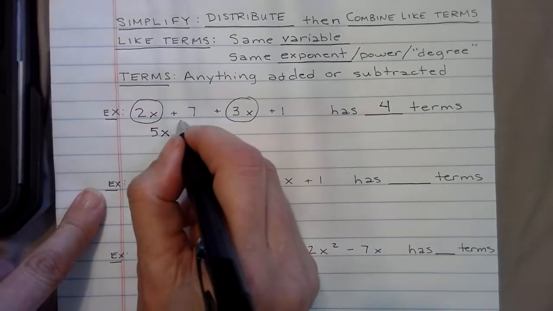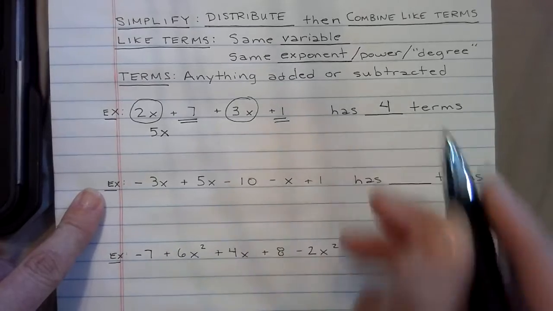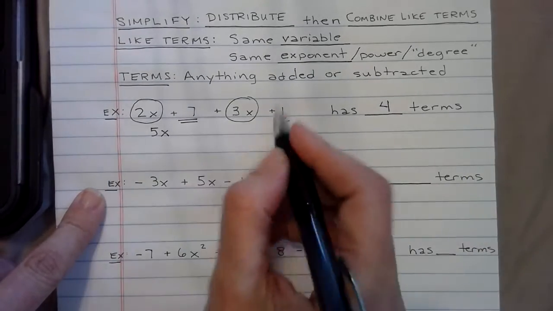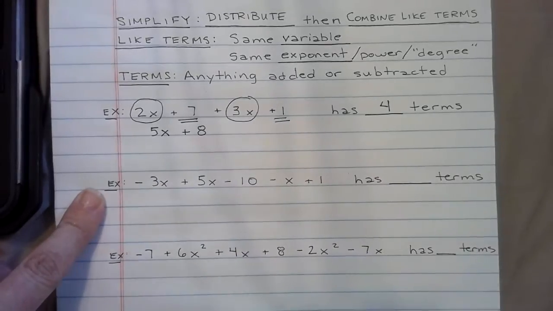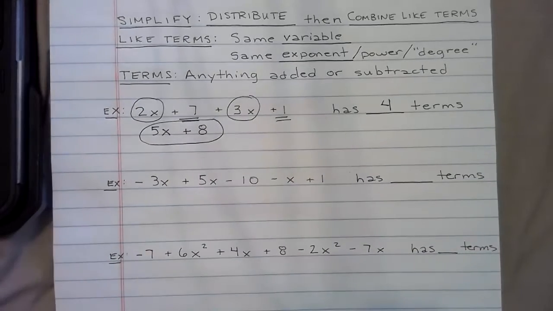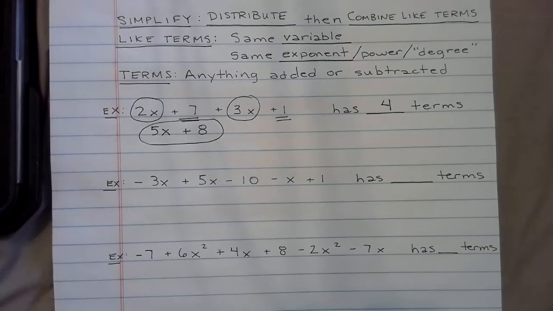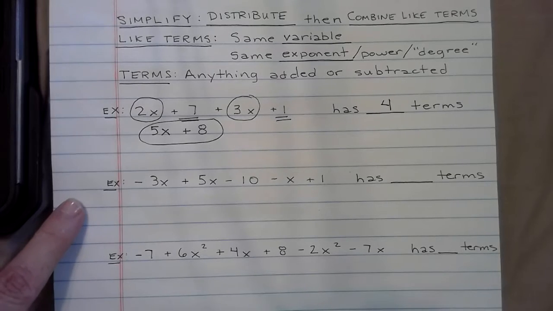And these constants are like terms also. They have no variable. 7 plus 1, positive 7, positive 1, that would be plus 8. And there's absolutely nothing else I can do with that. Simplifying is kind of blah, right? Once you have no more like terms, then you're done. And that's sometimes the hardest part of algebra, is knowing when you're done. You got no more like terms, you got to be done.